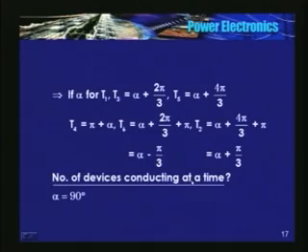Now, coming to the number of devices conducting at a time. Things were straightforward in AC to DC conversion with 0 source inductance, that means there is no commutation overlap period. At any given time, 2 devices were conducting. Things are not very straightforward in AC voltage regulators. I will show you 2 different cases: alpha is 90 degrees, and in the other case alpha is 30 degrees.